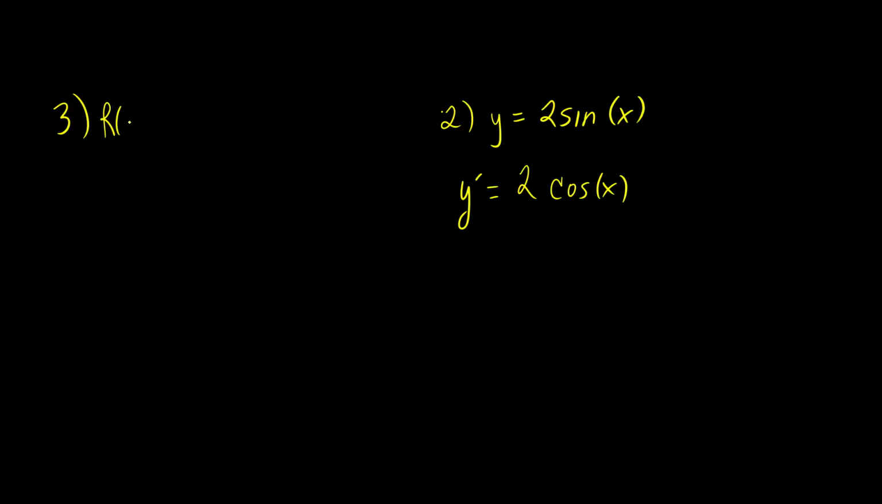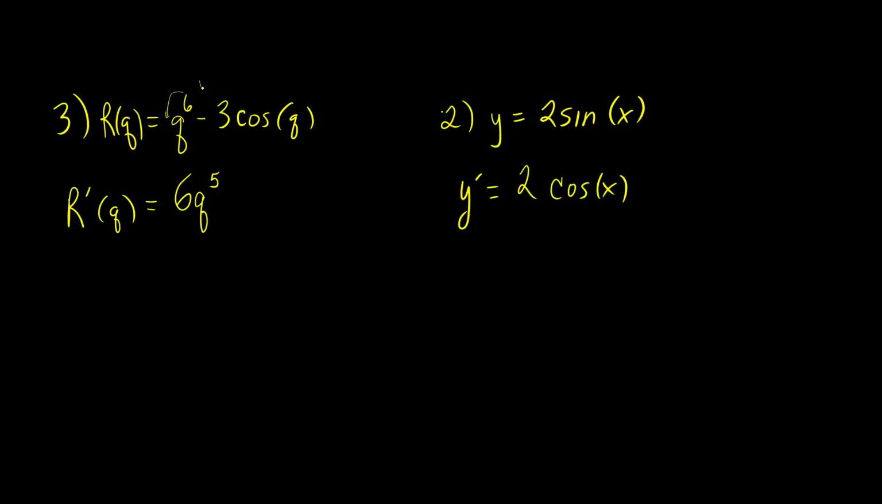And then next we have number 3, which is r of q equals q to the 6 minus 3 cosine q. And I want to find the derivative. The first one's the power rule. Bring the 6 down, and subtract 1, right? So I brought the 6 down, and then I subtracted 1. The derivative of cosine is negative sine, so a negative and a negative is going to give me a positive, and then sine of q.